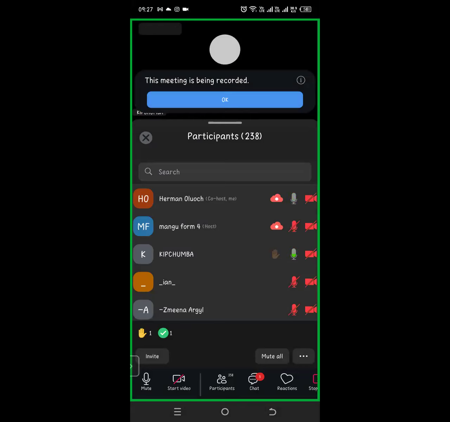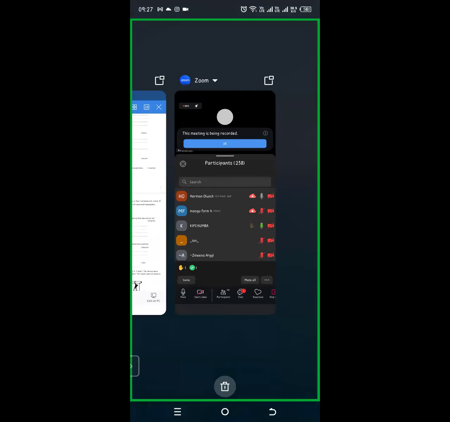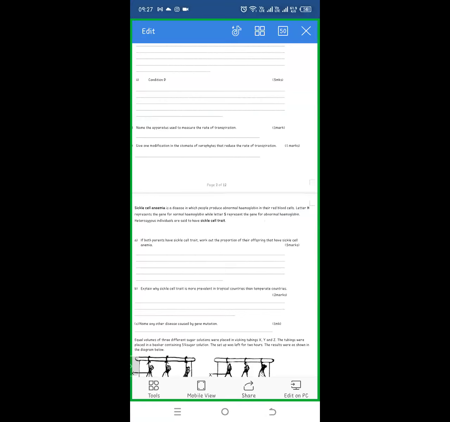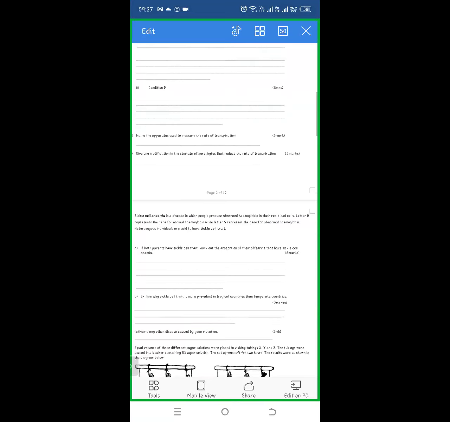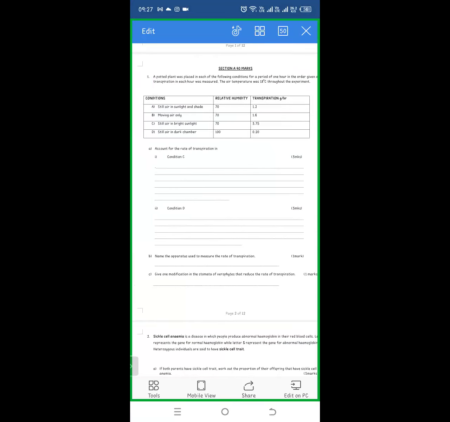Mr. Harman, before you go to the next question, I'd like to ask for some clarification on the previous question. In the previous question, the table, we had 3 things: the conditions, the relative humidity, and the transpiration. What may be the relevance of the column of relative humidity? Because in answering the questions, we did not consider it in any way.